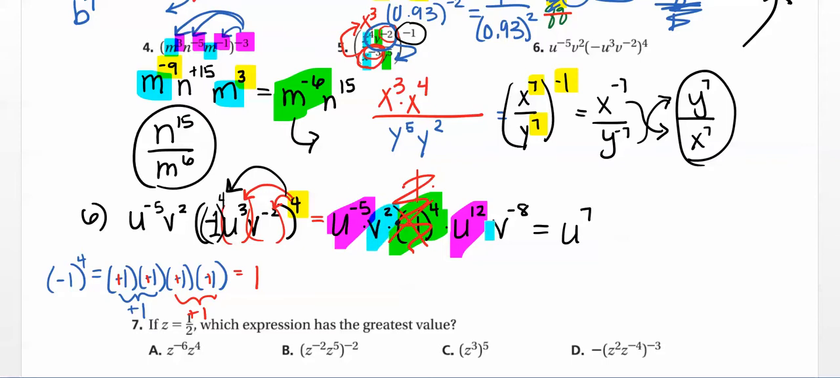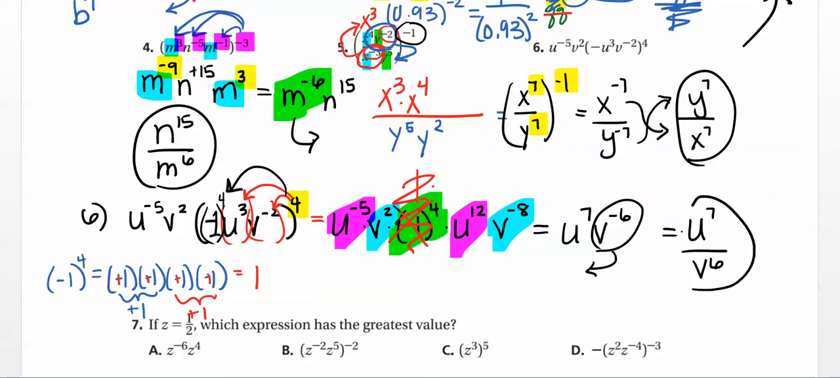And then I have v squared and v to the -8th. So I'm going to add those exponents, and that gives me v to the -6th. Negative exponent wants to go to the bottom. So I have u to the 7th, v to the 6th. There's your answer.